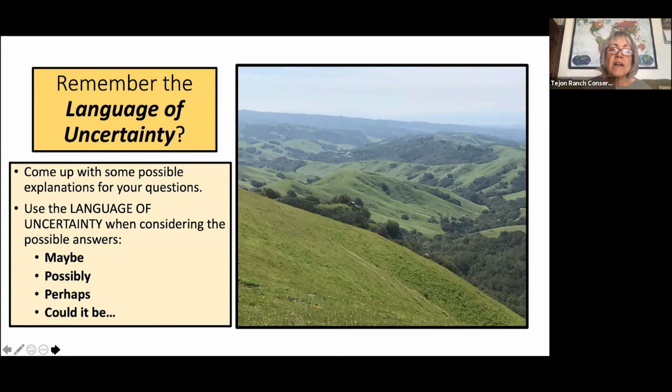And so we want to use that language of uncertainty, starting your sentences with maybe, possibly, perhaps, could it be, which gives you permission to be wrong. We aren't worrying about the right answer. And remember also, when you use these words to start a sentence, that you're also using evidence to help you come up with some of the answers to your questions.